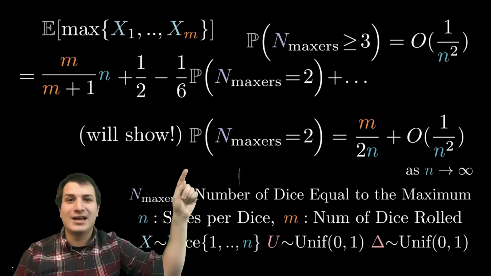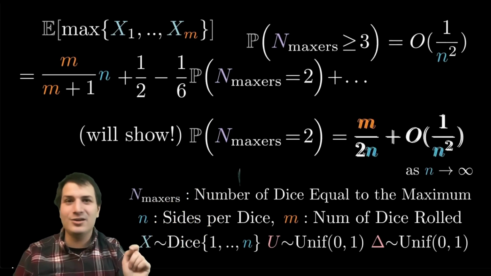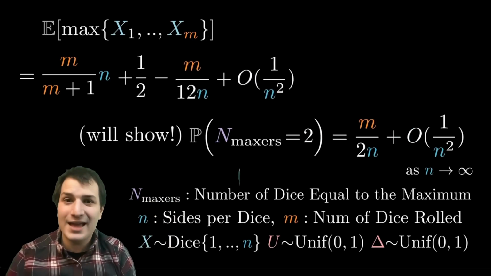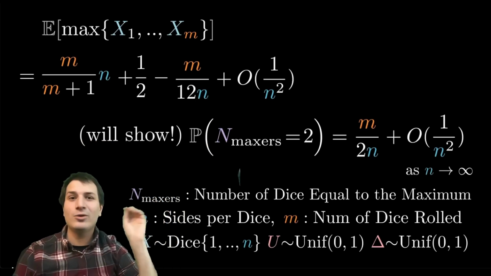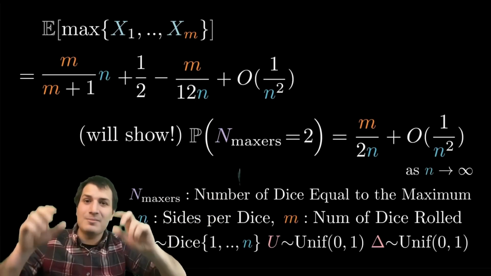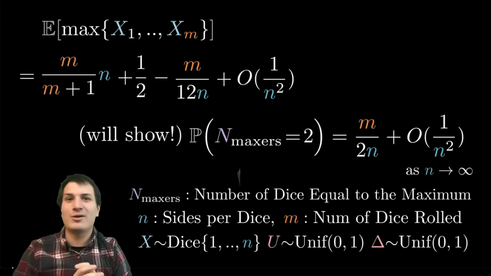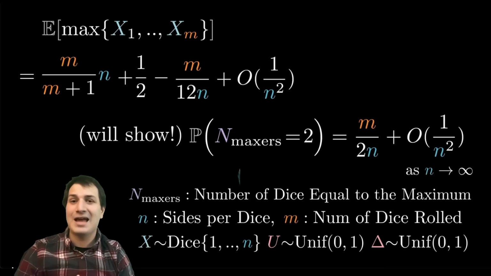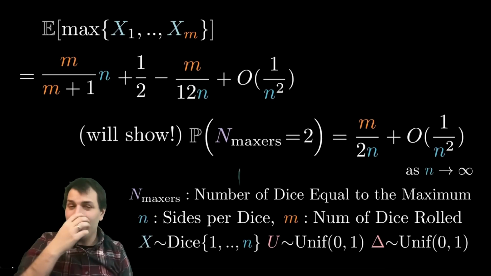So we're going to take this, the probability of n maxers equals 2 is m over n. If you plug that into the formula that we have, then you get exactly this minus m over 12n, which is our third term. So this is our 3-term approximation, and it really is just accounting for the probability that the 2 dice that are the maximum are tied for the maximum. And if you include that, you get this 1 over 6 correction. The probability is m over 2n, and that combines to give this m over 12n correction as the third term in our formula. All right, the last thing we got to do is prove this.